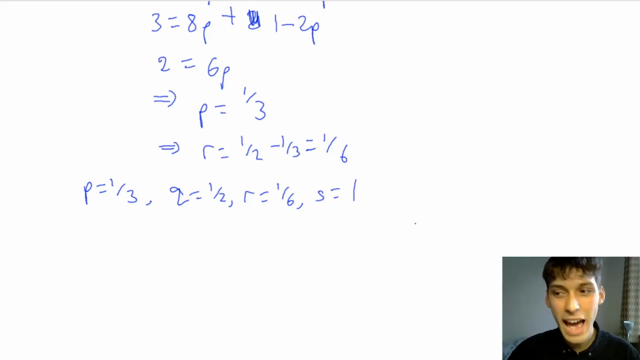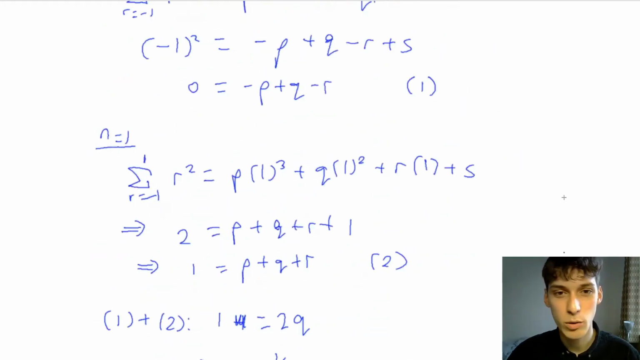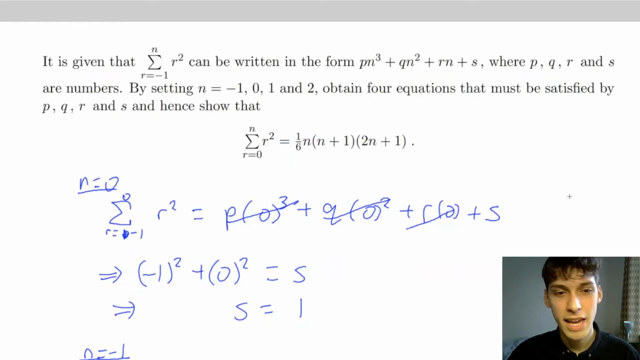But we're not done yet. Let's just reread the question, see what it wants us to do. It wants us to show that the sum from r is equal to 0 to n of r squared is equal to this. And actually note that we were dealing before with the sum from r is equal to minus 1, and now we have the sum from r is equal to 0. So we're going to need to deal with that at some point. So let's just write out what we already have and see what we can do with it.